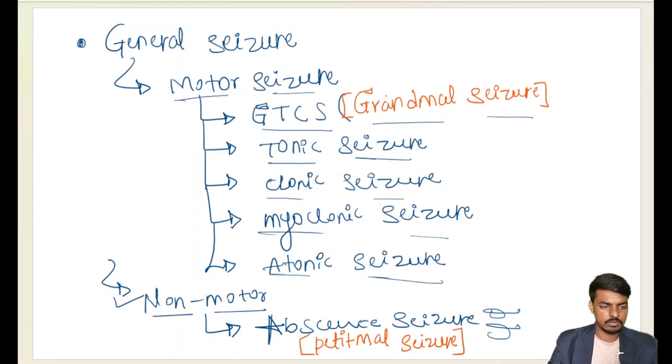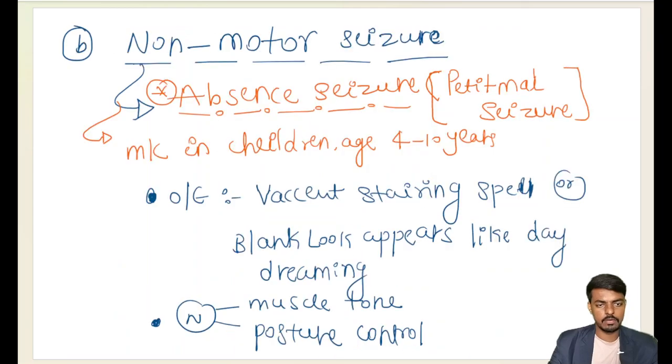That is our very important type of seizure, the non-motor seizure. In the non-motor seizure, there is only one type of seizure, that is what we call the absence seizure.